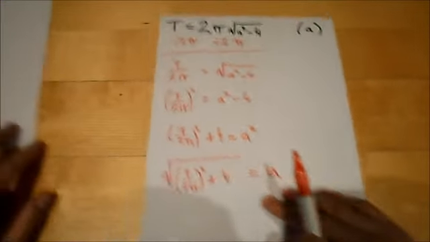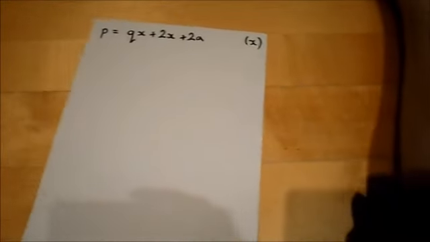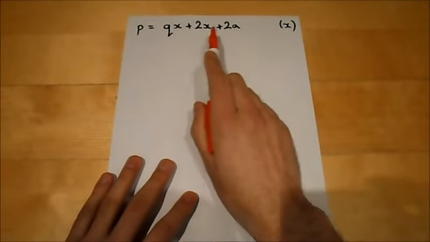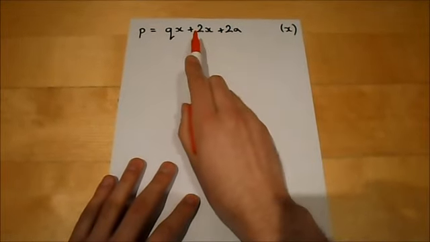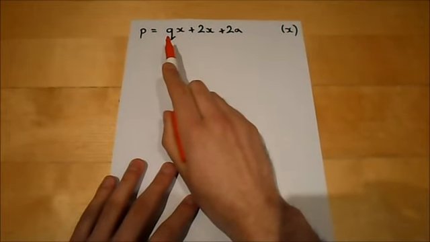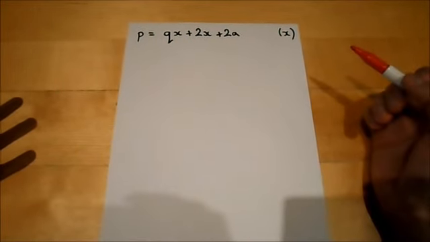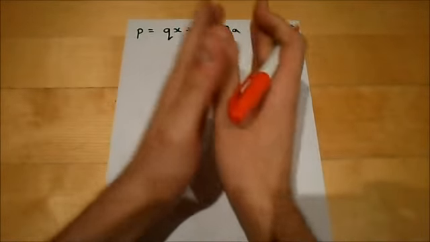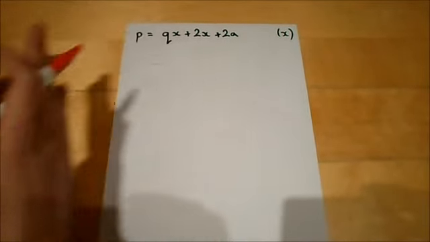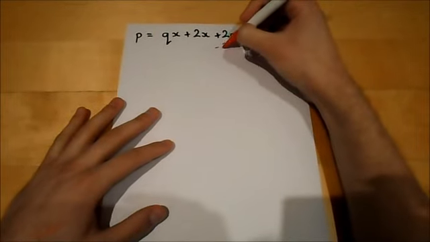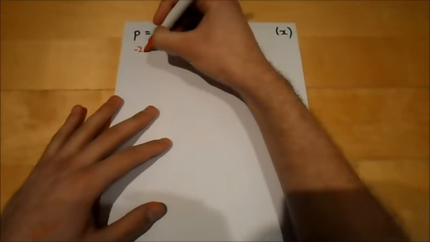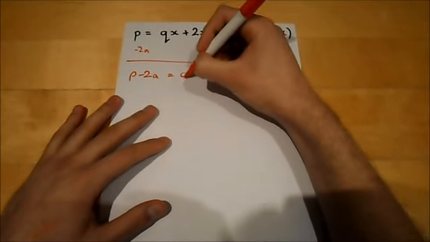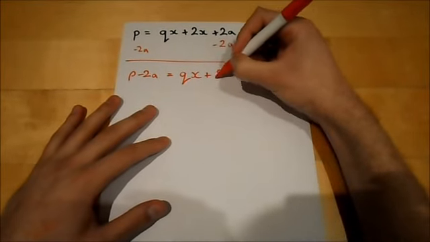Now this is the very last one I'm going to show you, and this one is different because we have x here, which we want to make the subject of the formula. We have this in two different positions. How are we going to get x by itself? First thing we want is everything with x in it on one side, everything without x on the other side. So we have to get rid of this 2a. So I'm going to take away 2a from both sides. So p minus 2a equals qx plus 2x.